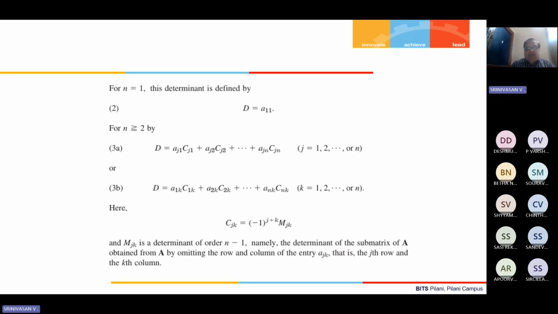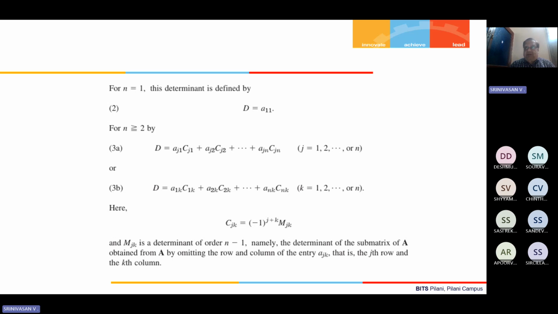So if you just look at this way, Cjk equal to minus 1 power j plus k Mjk, where M stands for minor. Already the term minor I have taught to you in the last session, that it is the determinant obtained by eliminating the corresponding row and column of the element in question, whose minor you are finding and whose cofactor you are finding. So what is the difference between these two? You are going to see.